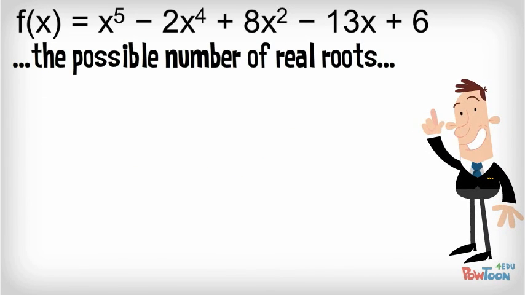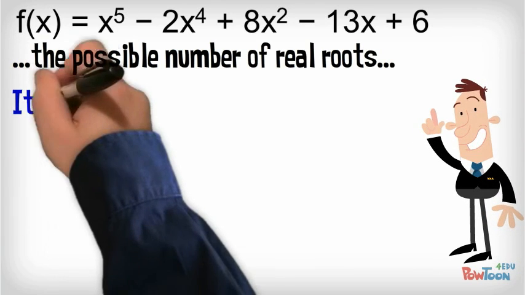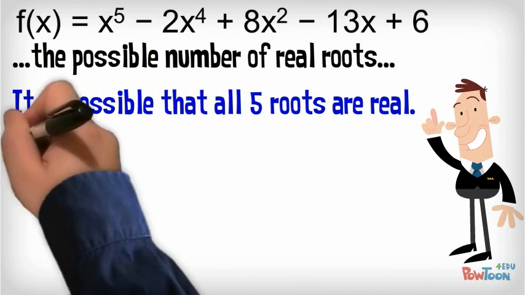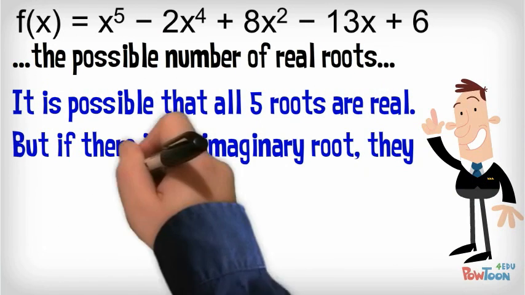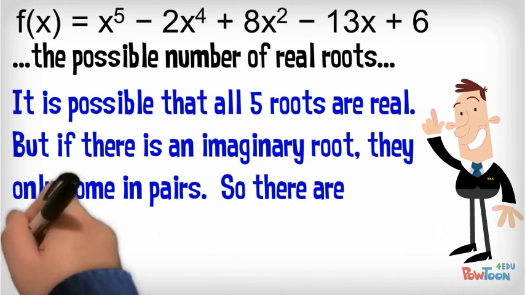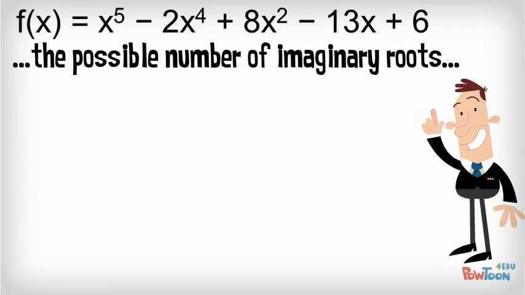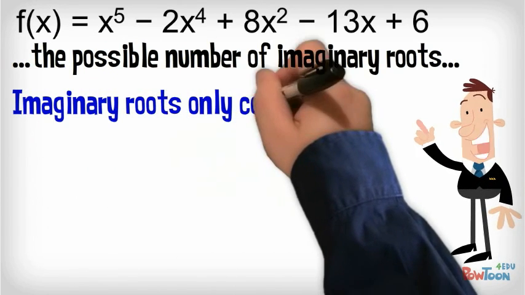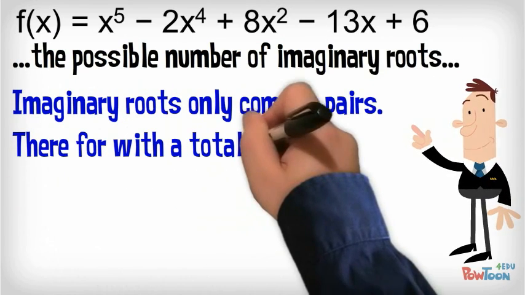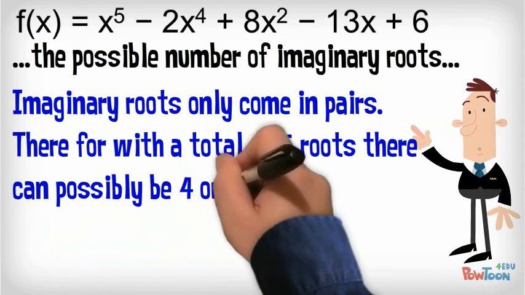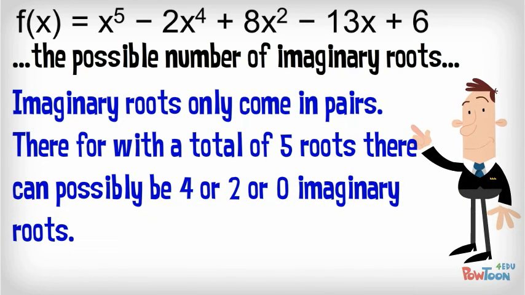A possible number of real roots. So there could be as many as 5 roots. They might all be real numbers. But if there's a root that's not a real number, it's an imaginary number, and since they come in pairs, there would either be 5 or 3 or 1. And now we're going to do the number of imaginary roots. Again, they come in pairs, so there might not be any imaginary roots, but if there's a pair, then there's 2. If there's another pair, then there's 4. But there's a max of 5, so it could be 0, 2, or 4.